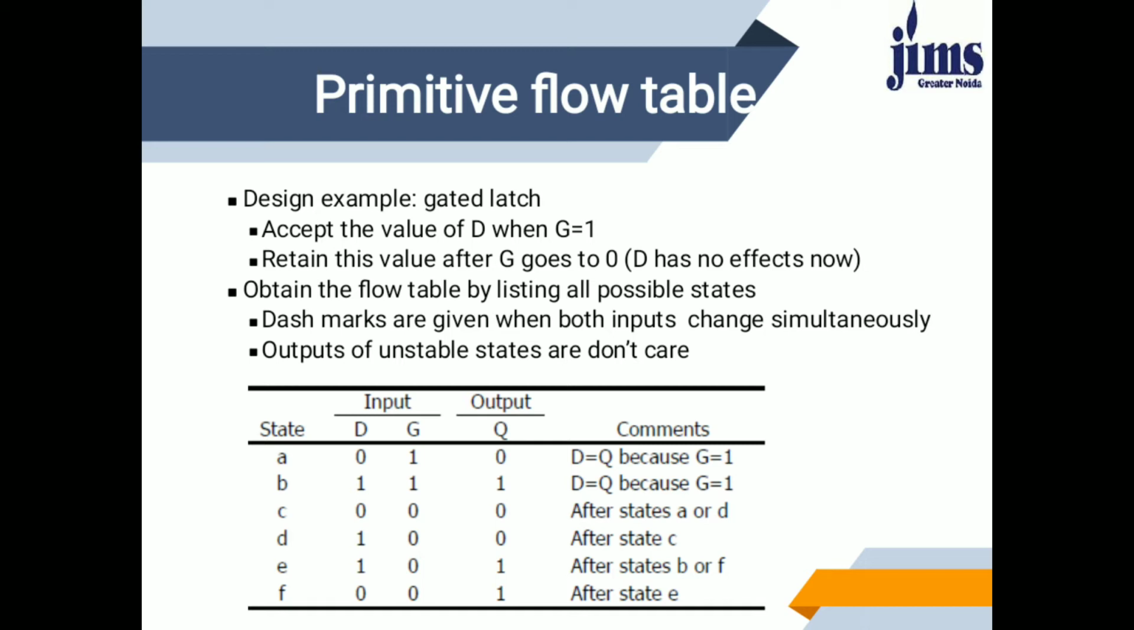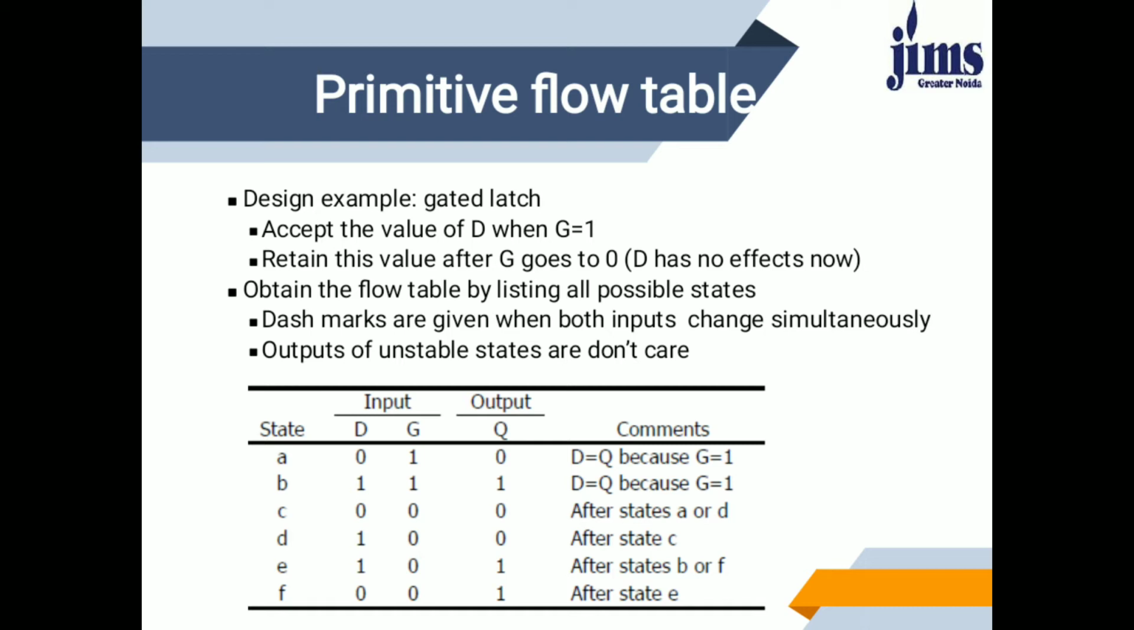So let's take an example of a gated latch. This gated latch accepts the value of D whenever G equals 1 and retains this value after G goes to 0. Two conditions will be there: first, G equals 1, and another, G equals 0. Whenever G equals 1, it will accept the value of D, otherwise it will retain the value of D. Now we will obtain the flow table by listing all possible states.